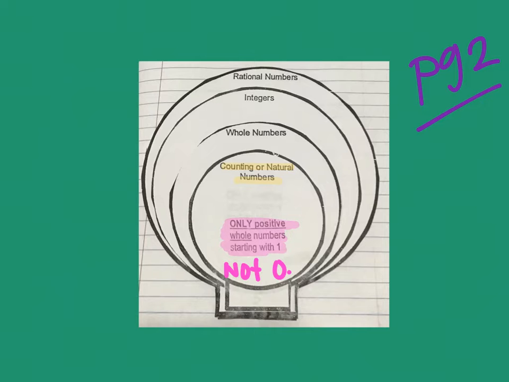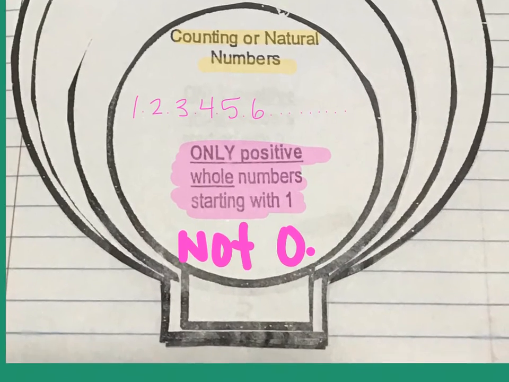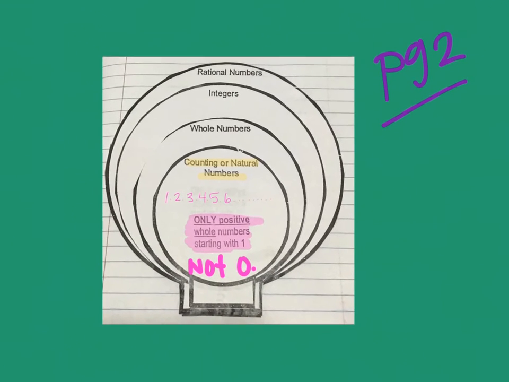I'm going to add a few things, and you guys add this on your notes as well. I'm going to zoom in. It would be 1, 2, 3, 4, 5, 6, and so on and so on and so on. Okay, but make sure that you say not 0, looking at this one.